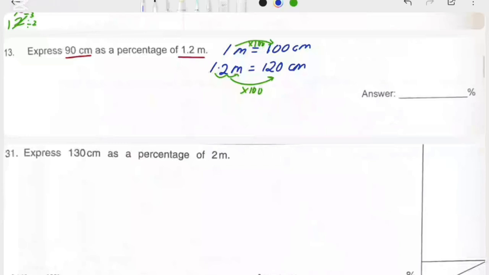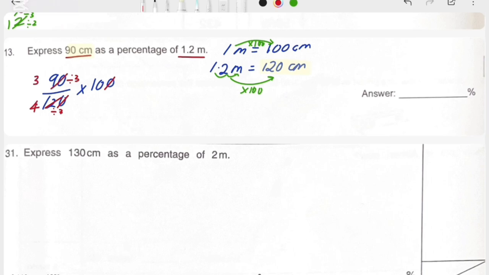Now that both 90 centimeters and 120 centimeters are in the same unit, let's first express them as a fraction, 90 over 120. Let's multiply the whole fraction by 100 to turn it into a percentage. Cancel off 1 zero from 120 and 1 zero from 100. You're dividing them by 10. 12 and 90 can be found in times table 3. 12 divided by 3 is equal to 4 and 90 divided by 3 is equal to 30. 4 and 30, they're both even numbers. They can be divided by 2. So 4 divided by 2 is equal to 2 and 30 divided by 2 is equal to 15.